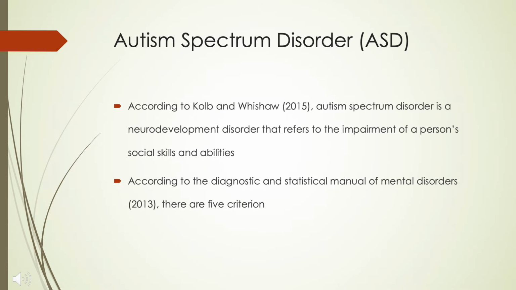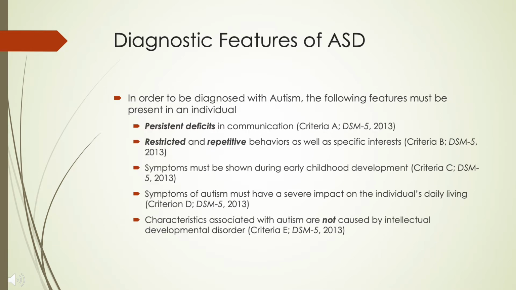According to Colbin-Wishaw, autism spectrum disorder is a neurodevelopmental disorder that refers to the impairment of a child's cognition and social abilities and interactions. The Diagnostic and Statistical Manual of Mental Disorders states that autism spectrum disorder has 5 diagnostic features. In order for a child to be diagnosed with autism, the following features must be present in an individual.